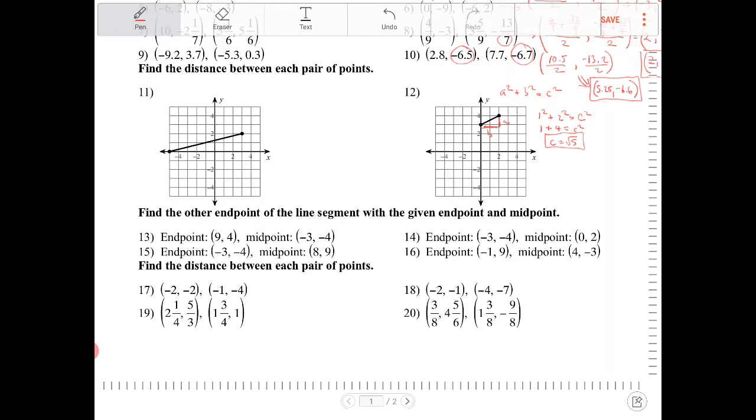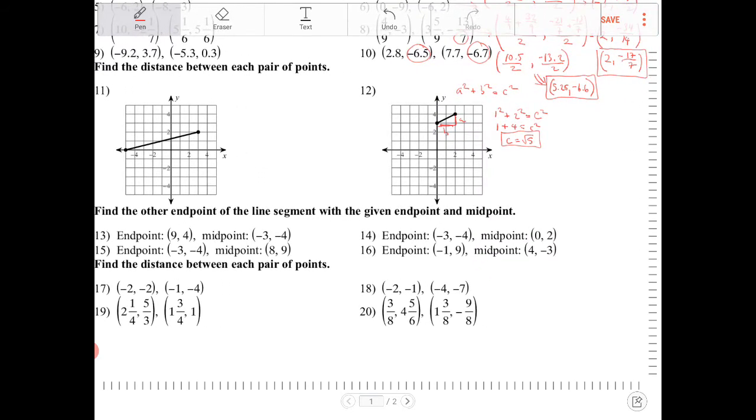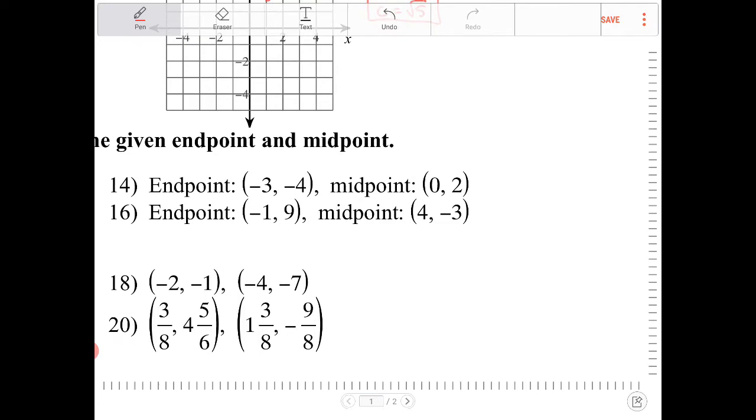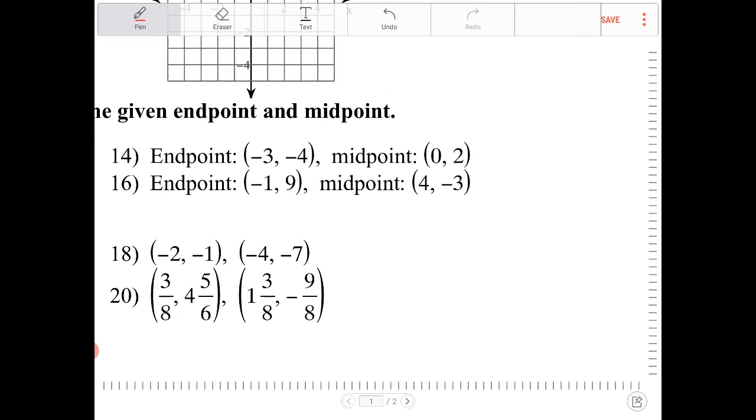Alright, find the other endpoint of the line segment with the given endpoint and the given midpoint. Okay, this one slightly more confusing just because here you're not given the endpoints and asked to find the midpoint. You're given the midpoint and one other endpoint, and you're asked to find the other endpoint. Alright, so we're going to try to approach this logically as well as trying to approach this algebraically, okay? So you can certainly try to graph this out, okay?